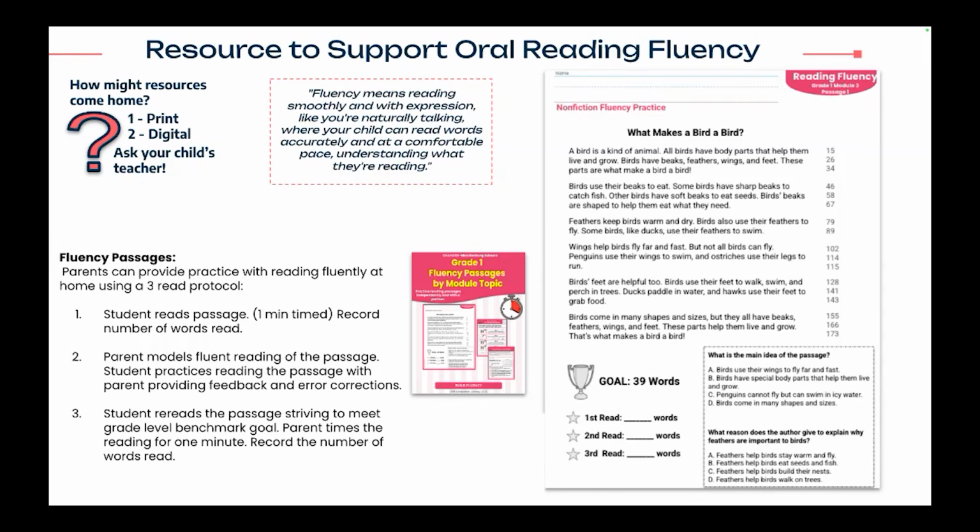For these fluency passages, parents, you can pull these out and use this 3-read protocol. Student reads the passage, you're going to time them for 1 minute and record the number of words read, and then you as the parent are going to model fluent reading of the passage. Then you'll have your child practice reading the passage, and as they're reading, you're providing feedback or error correction. So if they sound a word out incorrectly, you're going to ask them to fix it, right?